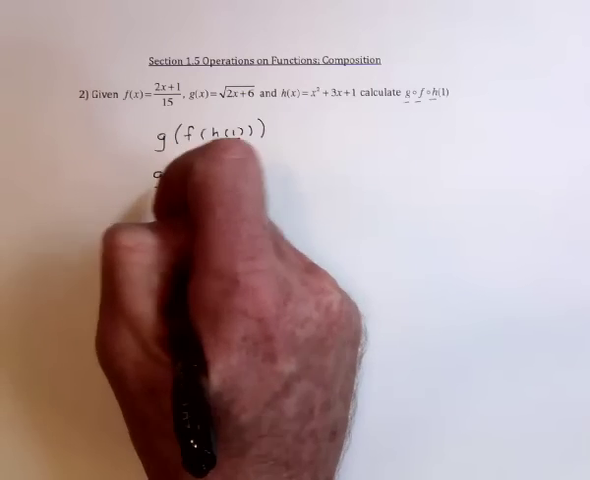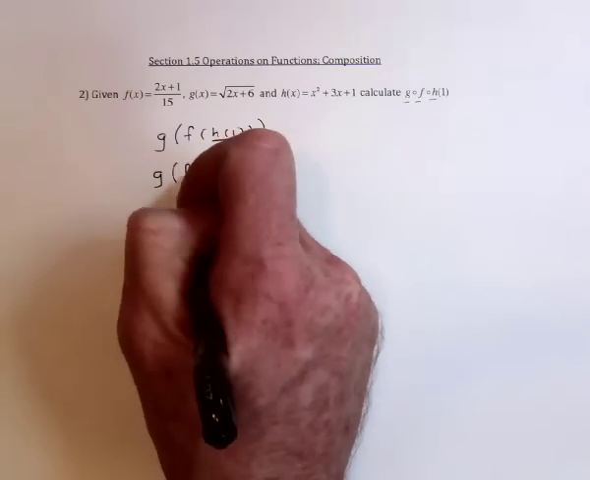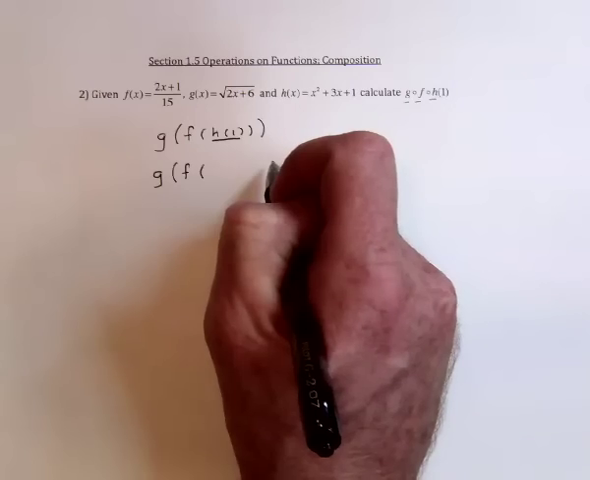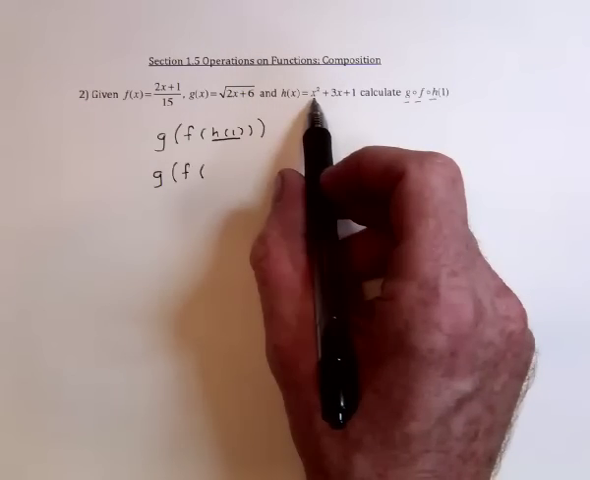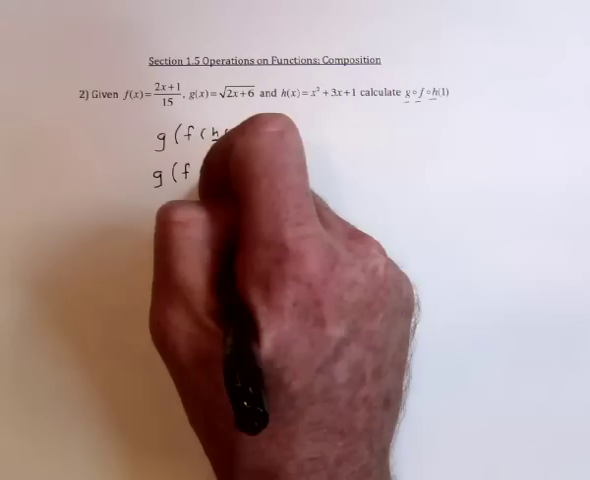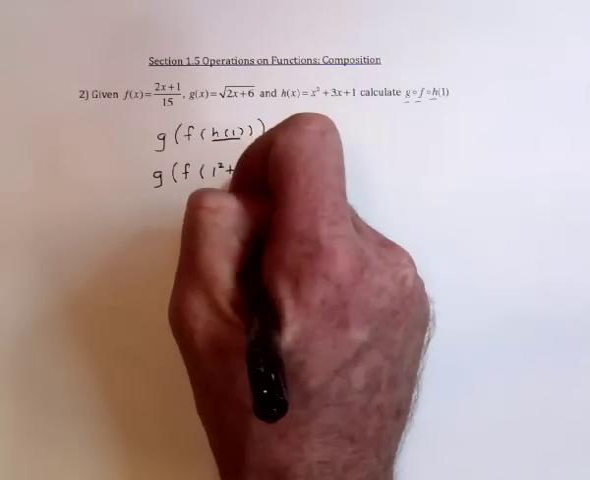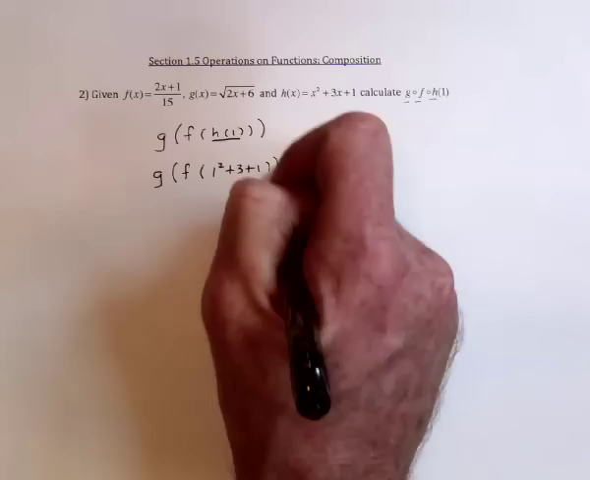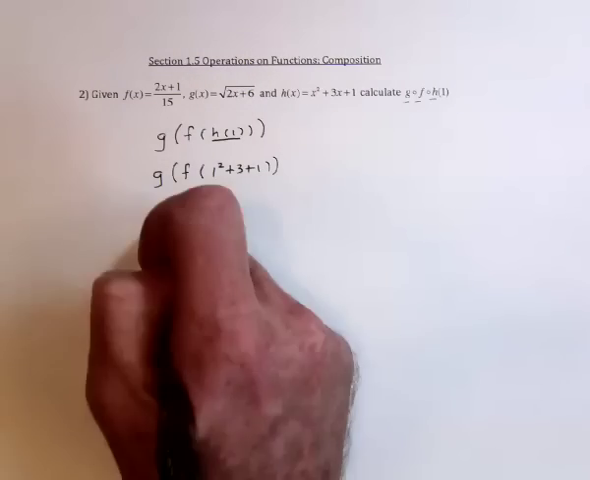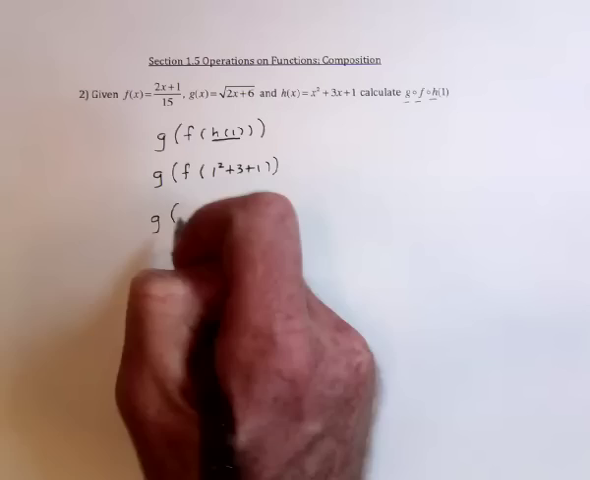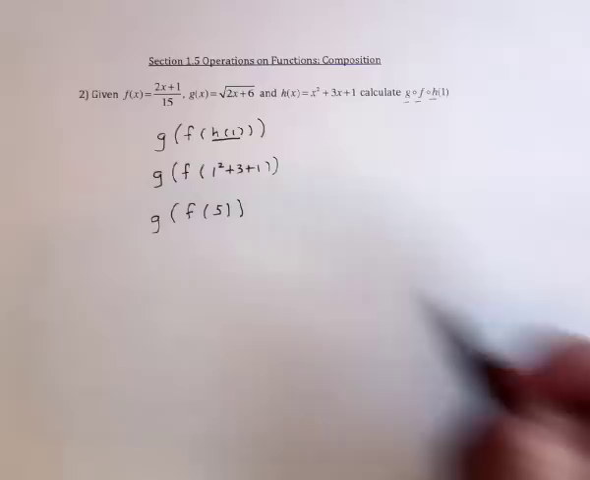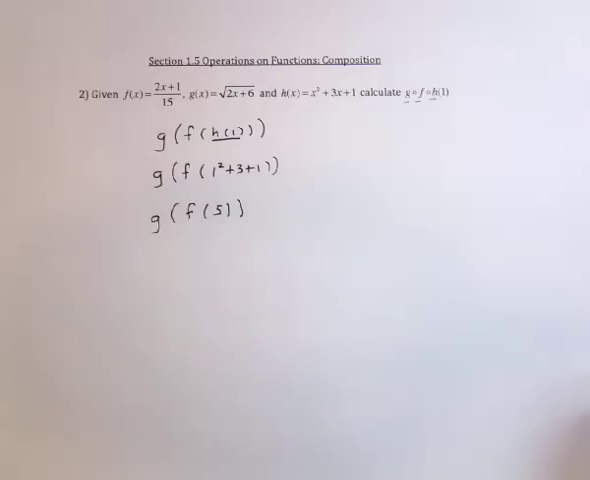So the g is going to be the last thing, the f is the middle, and now we need to find out how much is h with a 1 substituted in. So that's going to be 1 squared plus 3 plus 1. Which is 5. So the next thing to do is substitute that 5 into the f function.